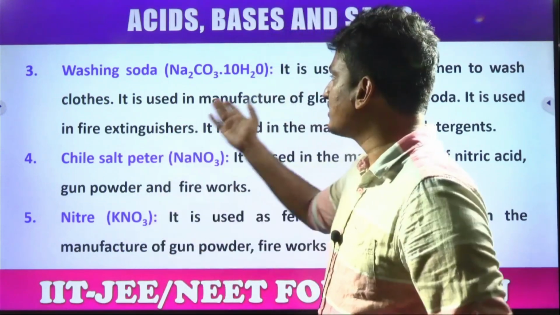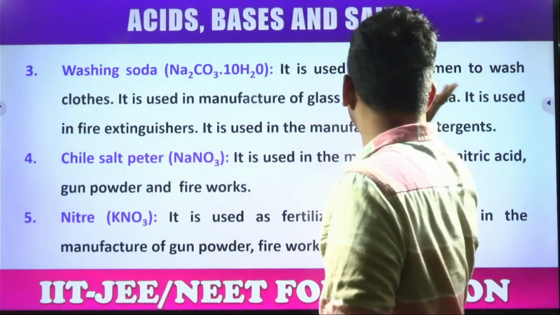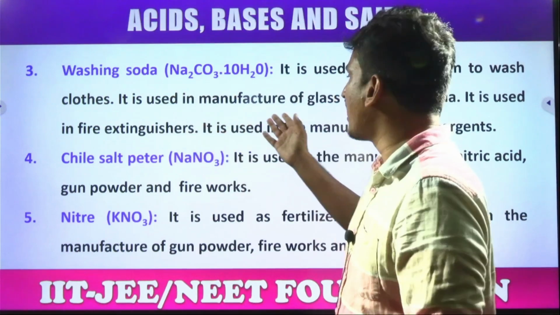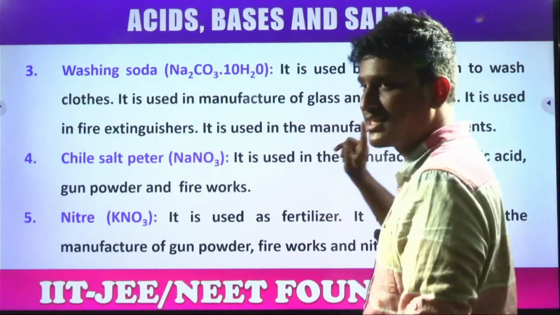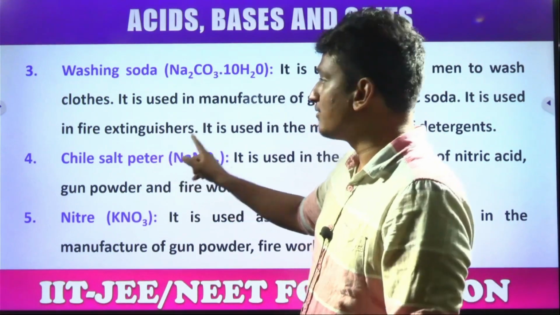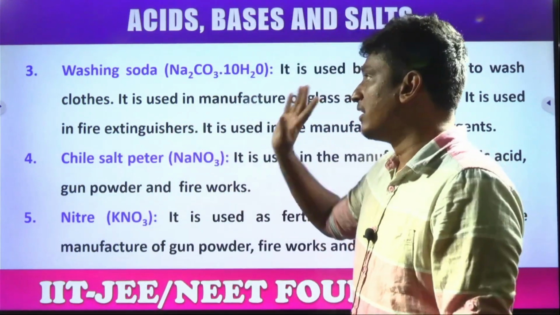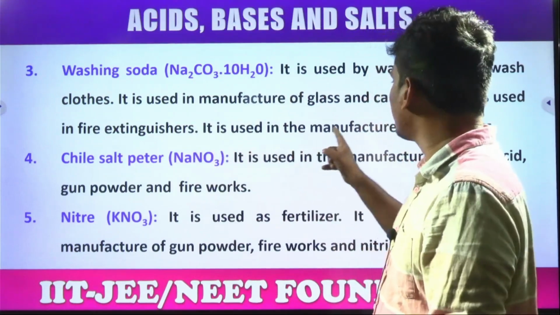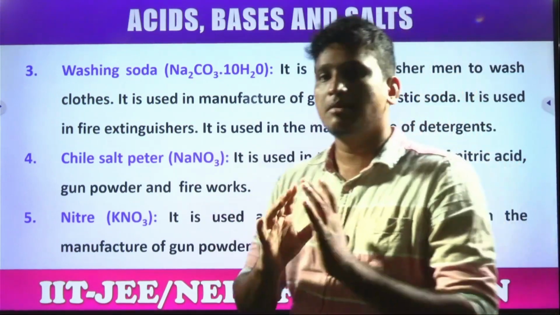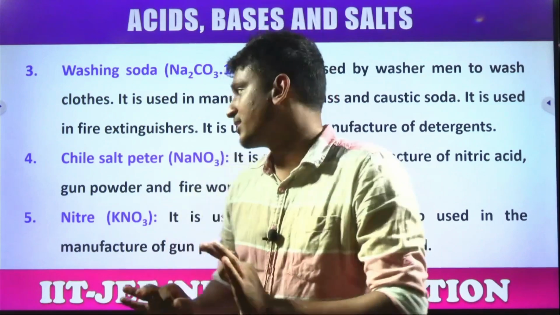Washing soda, Na2CO3.10H2O. It is used by washermen to wash the clothes. It is used in the manufacturing of glass and caustic soda, which is NaOH, and it is used in the fire extinguishers also. In order to stop the fire also, one of the key reagent is sodium carbonate. It is used in the manufacture of detergents, which is ultimately used for washing purpose.